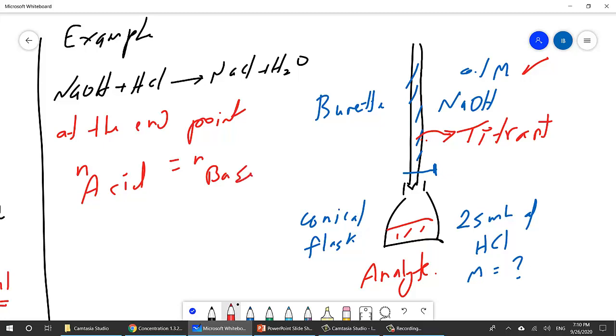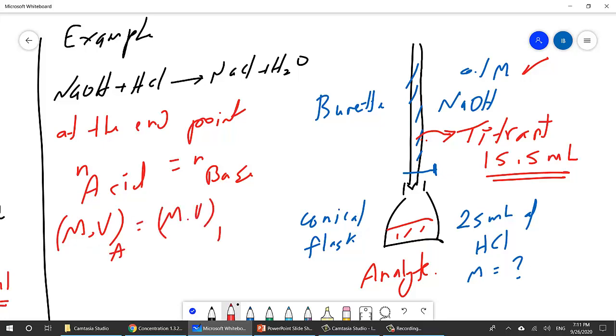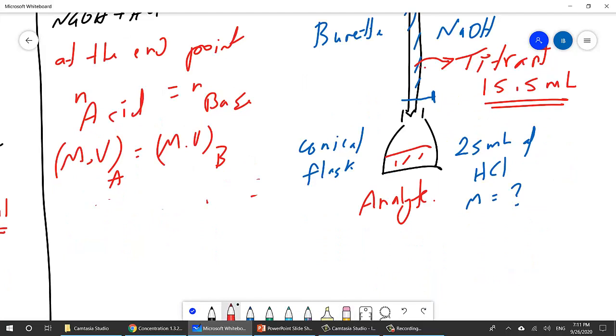Now let's imagine that we did the titration and we discovered that the color change happened at 15.5 milliliters of NaOH. That's the volume it took to completely neutralize the acid, and this is the end point. Because the number of moles equals M times V, we say MV for the acid is equal to MV for the base. Because this is a 1-to-1 reaction, you just plug in the numbers.